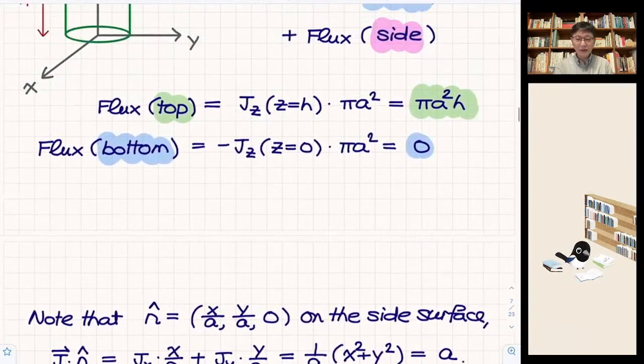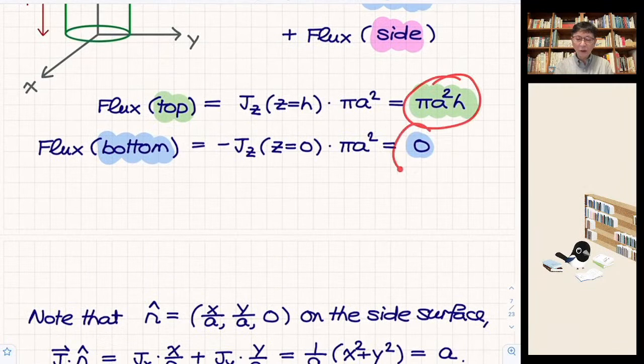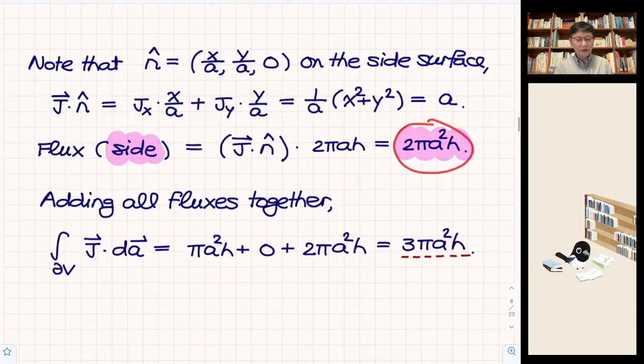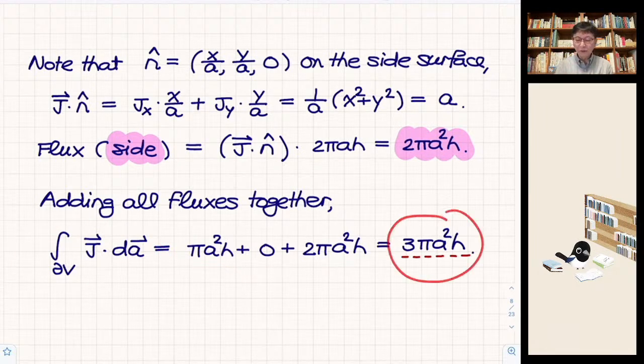Okay, so now you can collect all three terms together. And so then you come to the conclusion that the flux through the closed surface is just the sum of the three contributions, which equals 3 times pi a squared h. And let's see whether we can calculate this through the divergence or not.